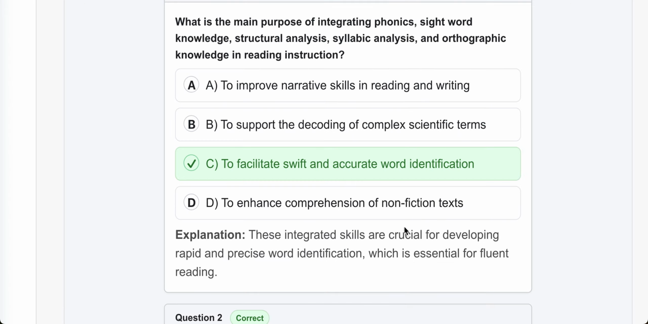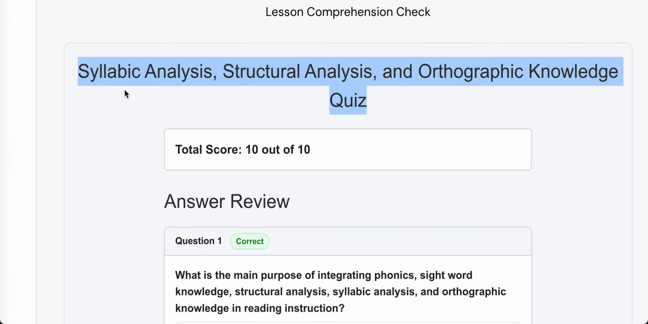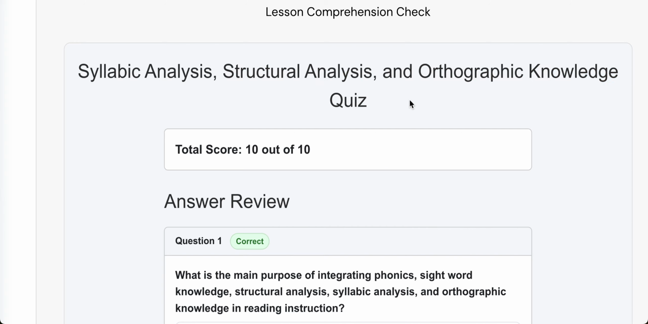I hope you found this helpful. Here we go. We got 10 out of 10, and we just completed our syllabic analysis, structural analysis, and orthographic knowledge quiz.